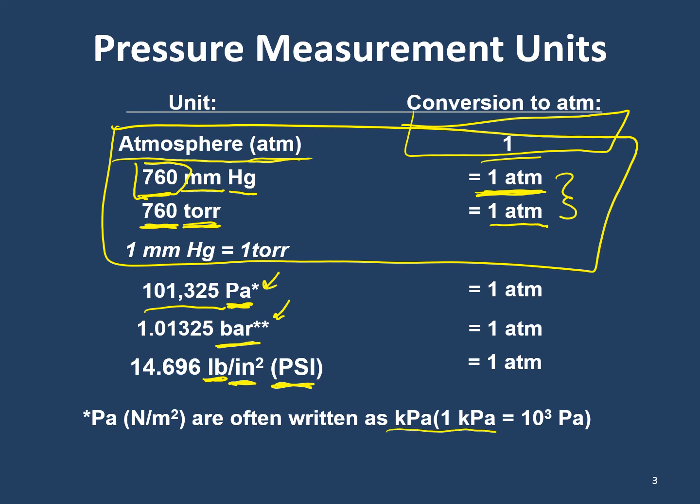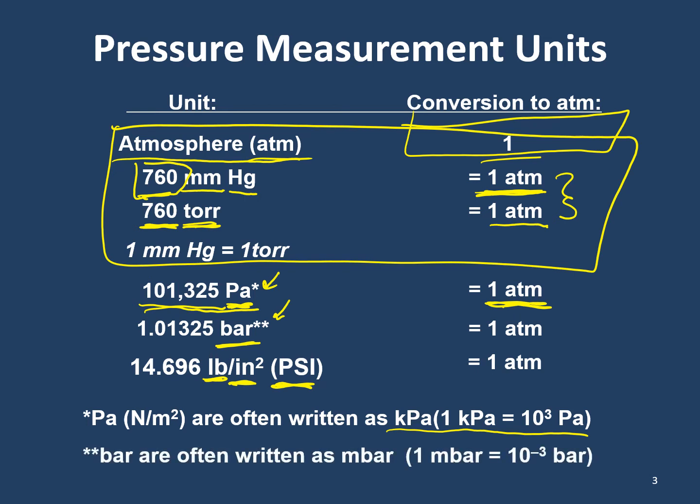Often you'll find pascals written as kilopascals because of how big that number is, right? Sea level is 1 atmosphere of pressure. So at sea level, our pressure is 101,325 pascals. It's a lot easier to write that as 101.325 kilopascals. And the same thing with bar, actually. Bar is often not measured in bar, but in millibar. It's just metric units attached to these base units of pressure.